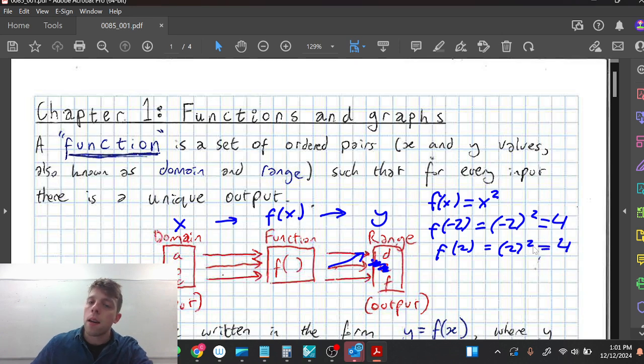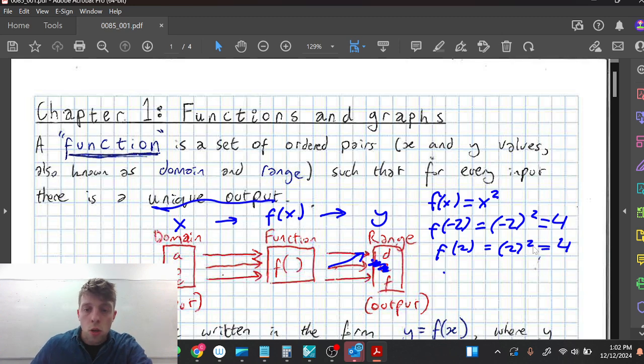So we can see that there were two different inputs that gave me the same output. This is still a function because it's not like I put in -2 and I got 4 and something else. I got out a unique output. That's what I mean. I got out a unique output.